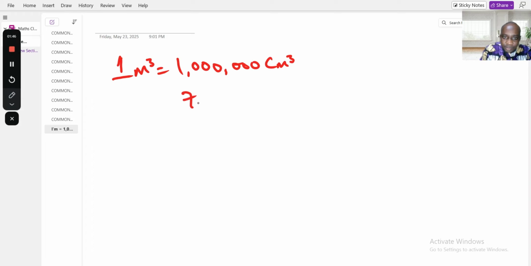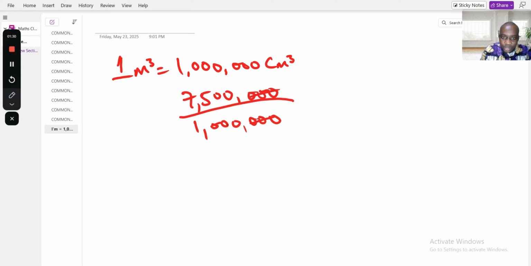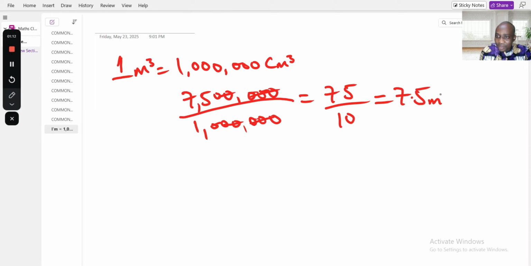You just say that 7.5 million divided by 1 million. The zeros cancel: six zeros cancel out. So what remains is 75 over 10. 75 divided by 10 is going to give us 7.5 meter cube. That's what it is going to give us.